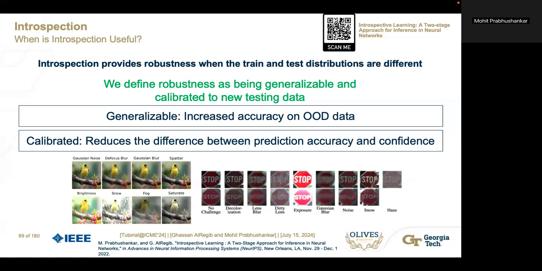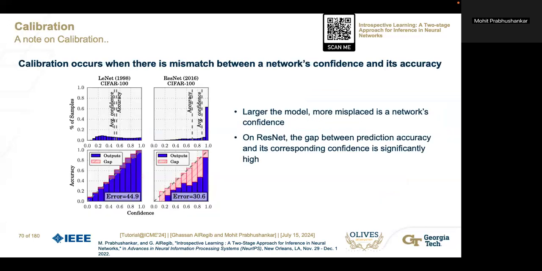Generalization ability is dependent on how good it works on novel data, and this is where introspection helps. So it helps us for increased accuracy on, when I say OOD, it's out of distribution data, and calibration, it reduces the difference between prediction accuracy and some kind of a confidence measure that might exist.